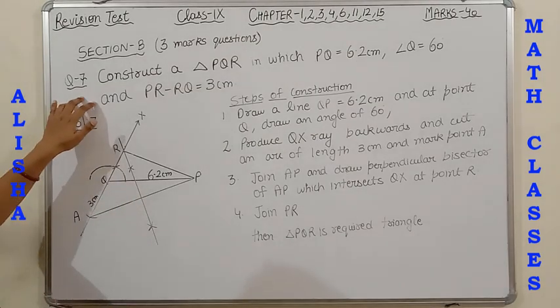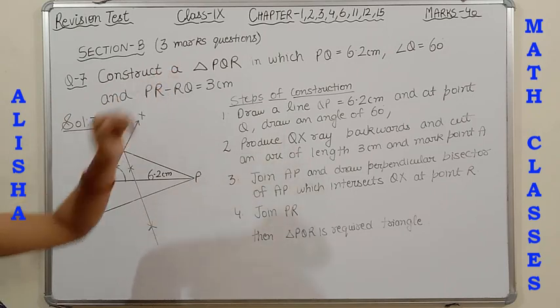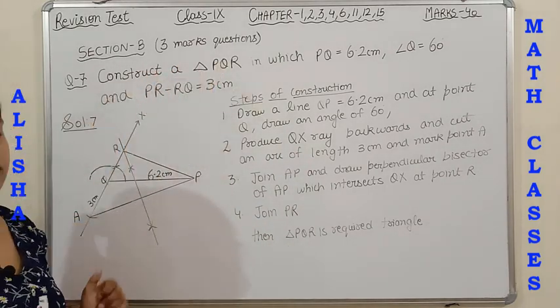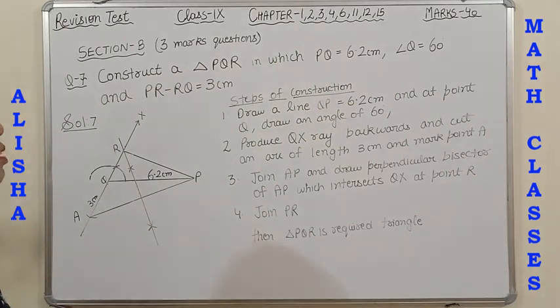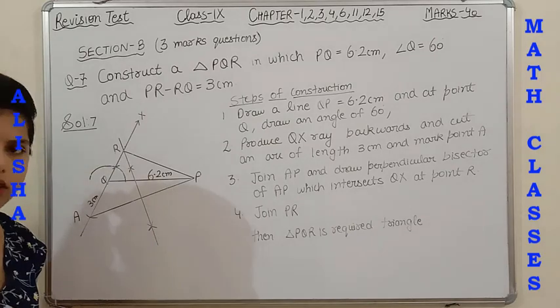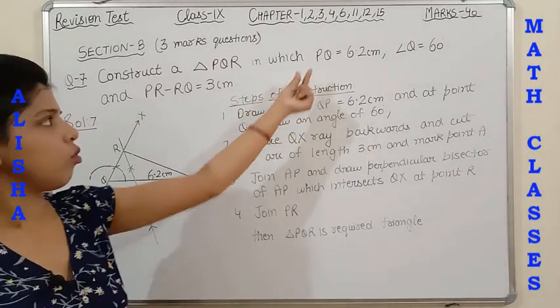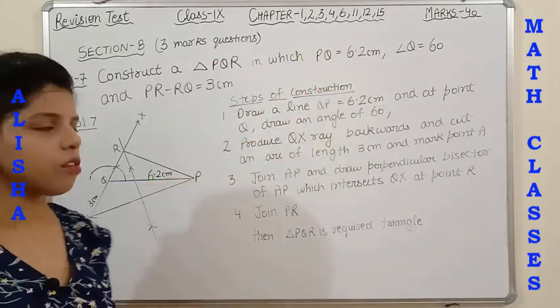So students, the next question is question number 7, that is from chapter number 11, constructions. So we have to construct a triangle PQR in which PQ is equal to 6.2 cm, angle Q is equal to 60 degrees, and PR minus RQ is equal to 3 cm. So first of all, we have to draw a line QP. We can call it PQ or QP, this remains the same.